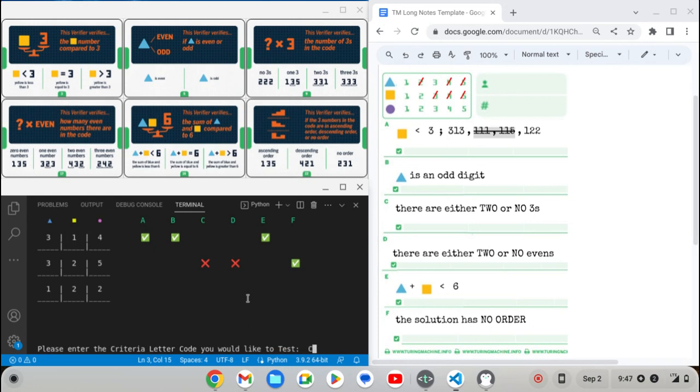I don't think it really matters between C and D, but okay, so yes, we've confirmed that there are indeed no 3s. The Turing machine confirms that. So in our notes for C, let's cross out the either 2, and we'll just say there are no 3s.